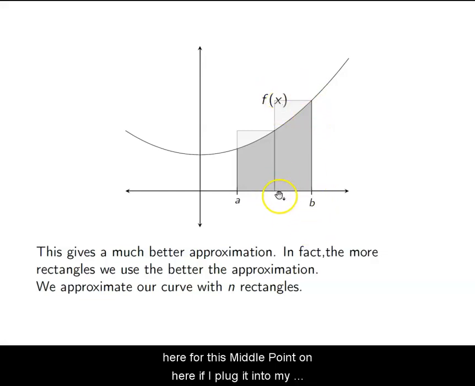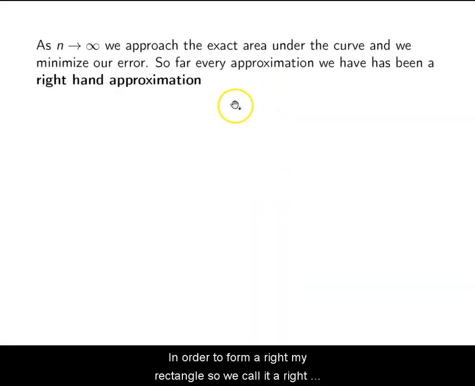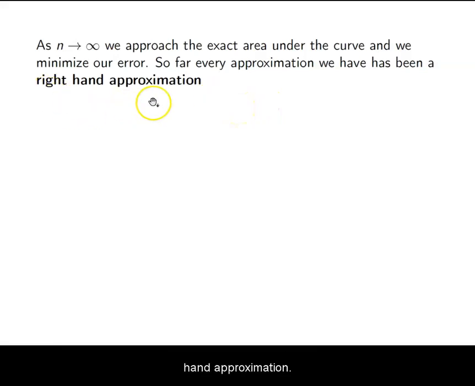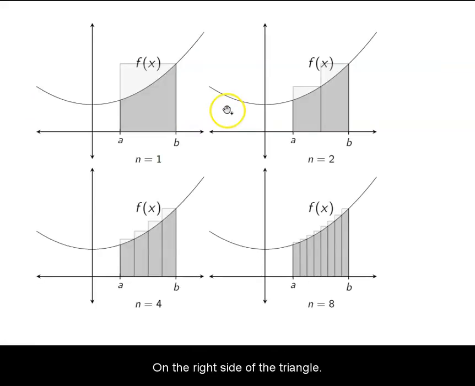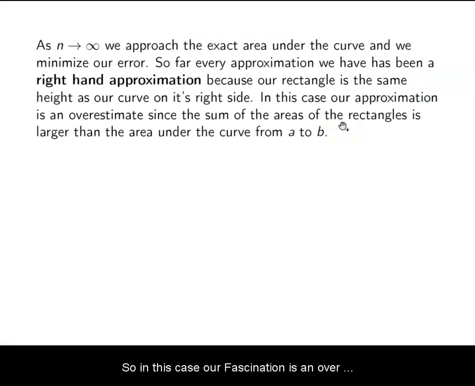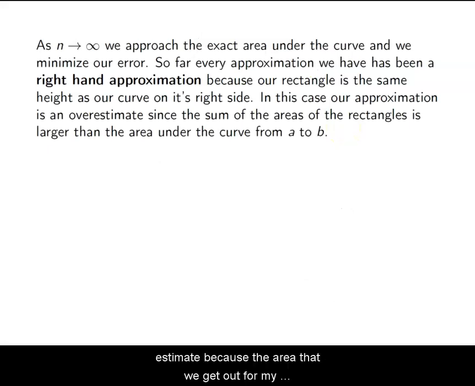Same thing here. For this middle point right here, if I plug it into my function, that's what I get. That's the height of this rectangle, right? So I'm using the right-hand side in order to form my rectangle, so we call it a right-hand approximation. That's because our rectangle is the same height as our curve on the right side of the rectangle. So in this case, our approximation is an overestimate because the area that we get out from our approximation is larger than the actual area that's under the curve.